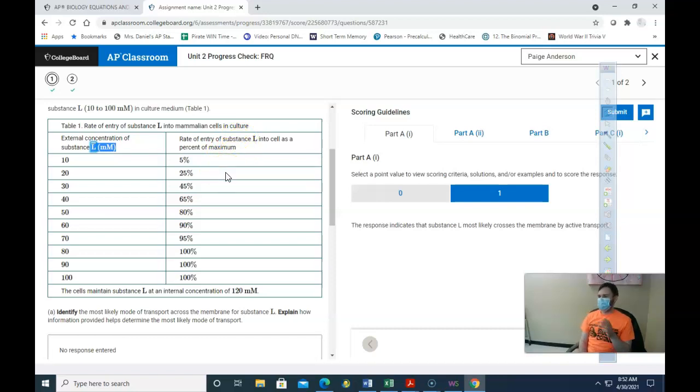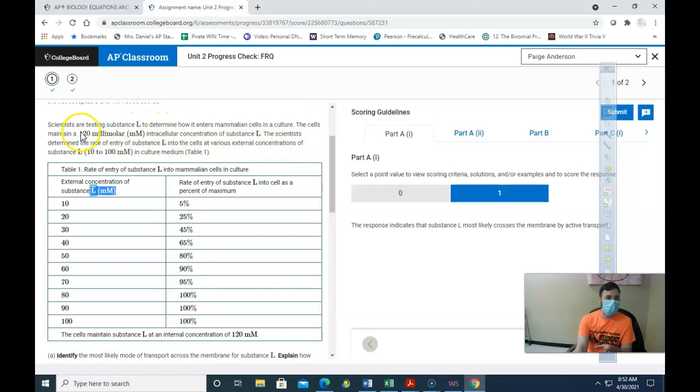Now think about this. They're going to ask you what kind of transport it is. If it's diffusion and you put it in, is the cell going to gain or lose the millimolar? Considering it starts with 120, if you put in something with 10, it should lose it, right? But it still gains some. So right away that should tell you it's always gaining it regardless of the concentration. That's going to be active transport. And that's why A, active transport, is 1 point.